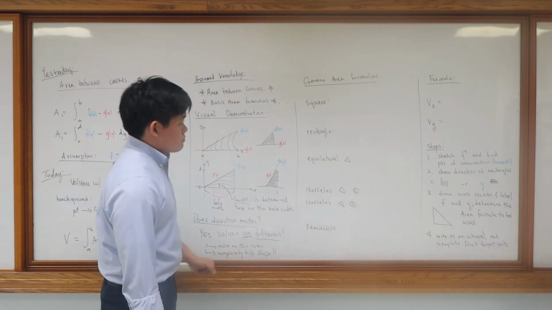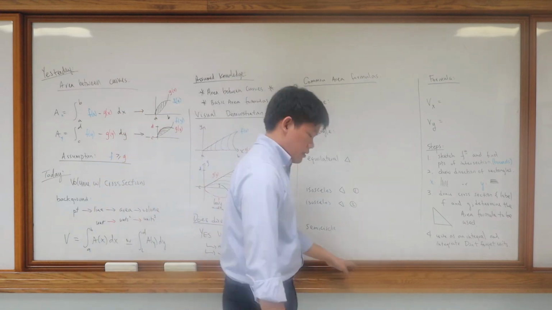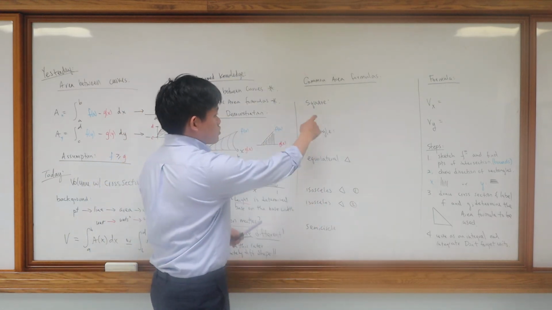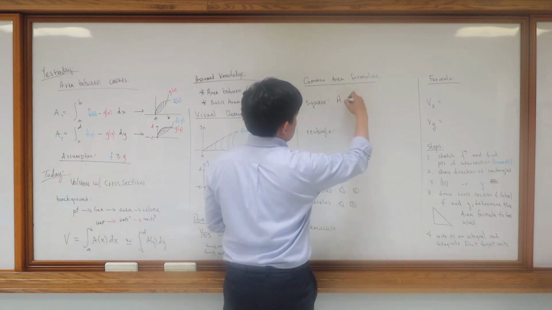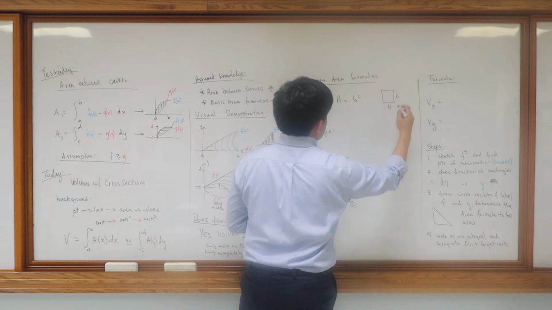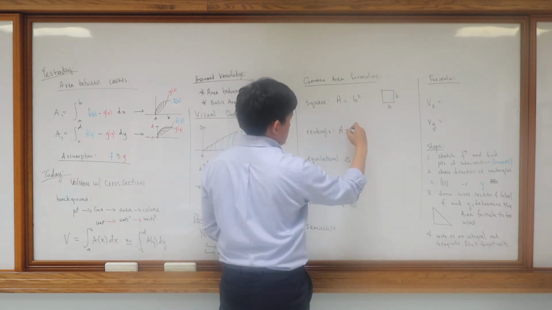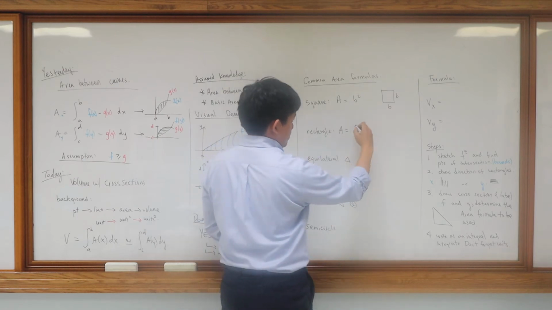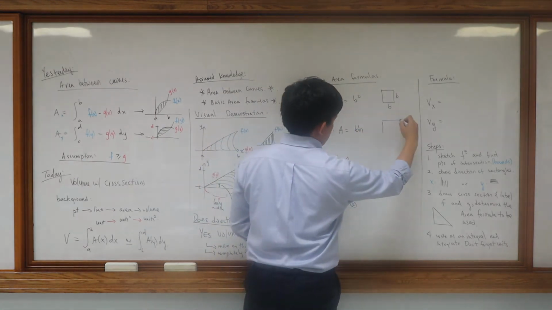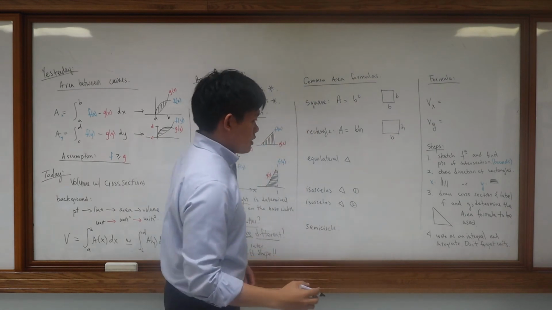So let's talk about the common area formulas. Let's go ahead with this. The area of a square is the base squared. Think of it like this: base times base is base squared. The area of a rectangle is equal to base times height, because my diagram looks something like this. Base times height.